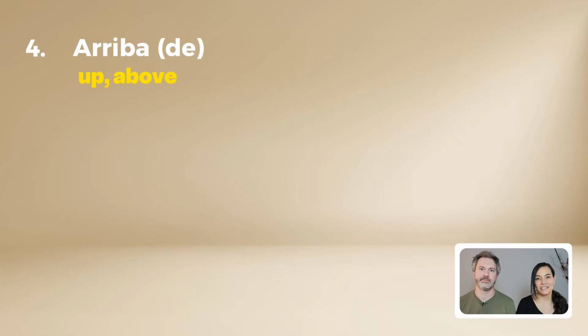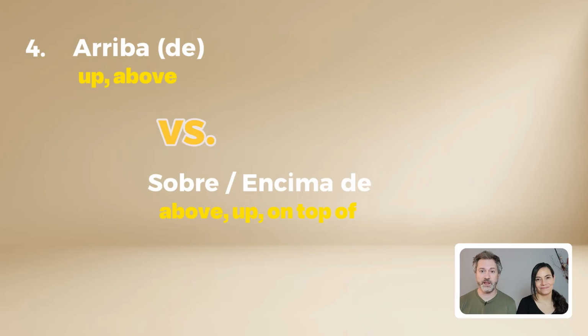Number 4. To express if something is up or above, we can use arriba. Now, this is the part where I used to always be really confused because we just went over that to say up or on top of something, we use encima de or sobre. So why can now all of a sudden we can use arriba? Basically, we want to use arriba when something is in a higher position, but not necessarily touching the surface.